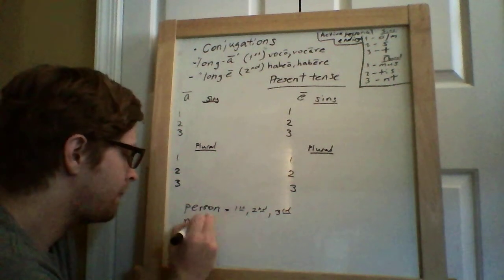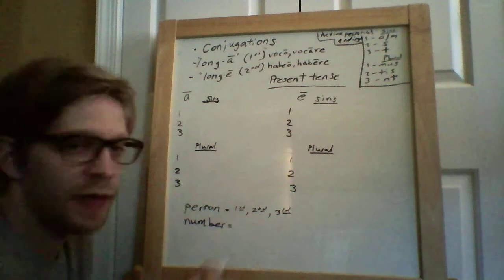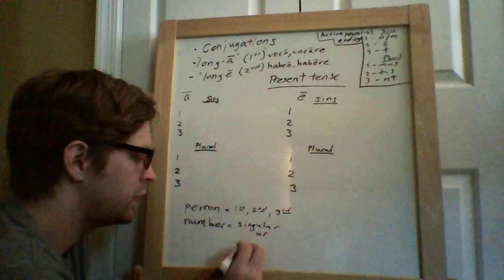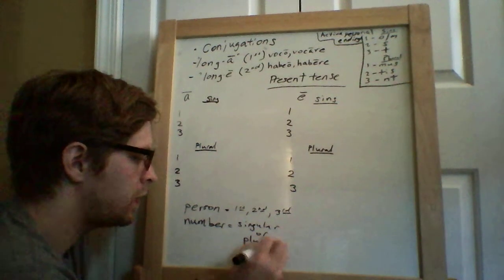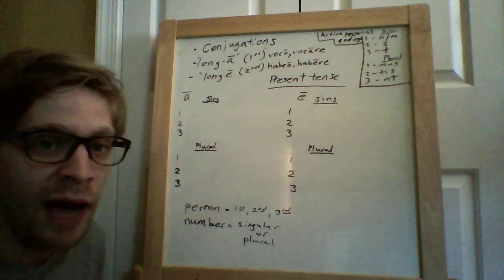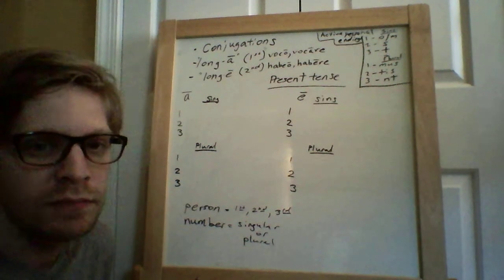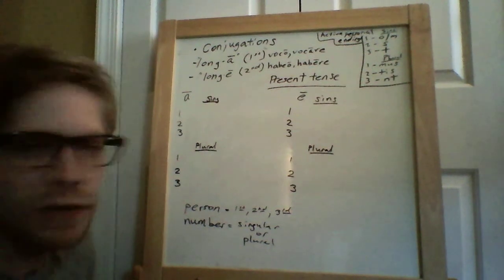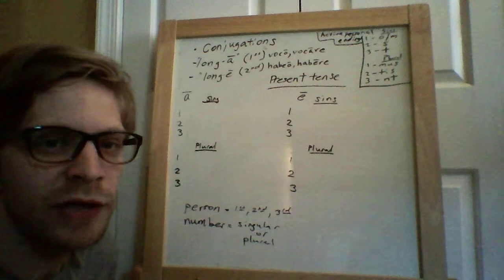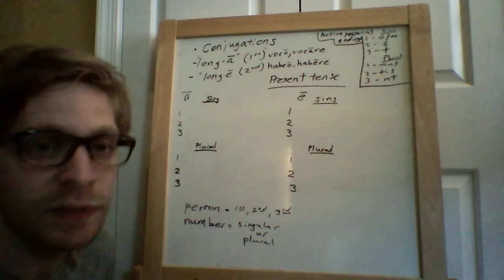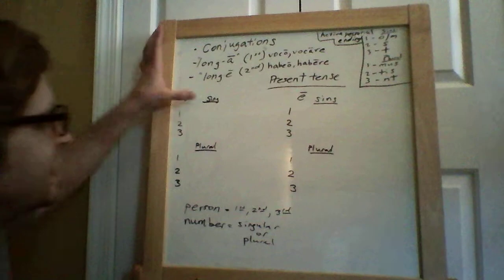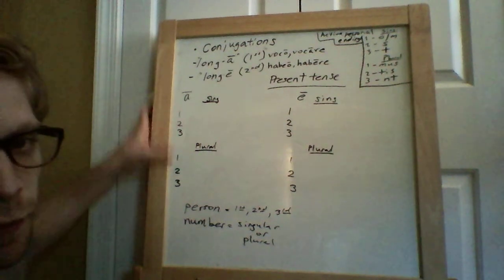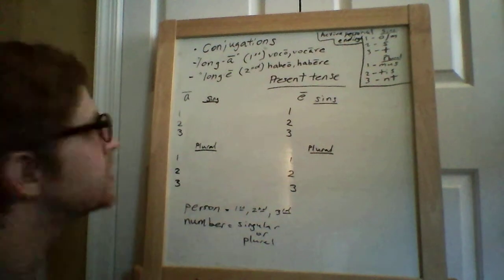And number, that is singular or plural. So singular I, plural we, singular he, plural they, etc. Okay, so you'll see that when I set up my charts for conjugating verbs, there are essentially 6 slots. So they're divided into singular and plural with each of the 3 persons. Okay, so singular, plural, first, second, third person in each.